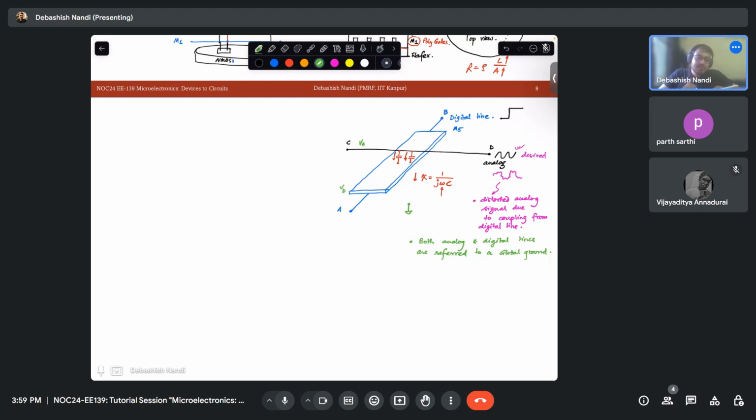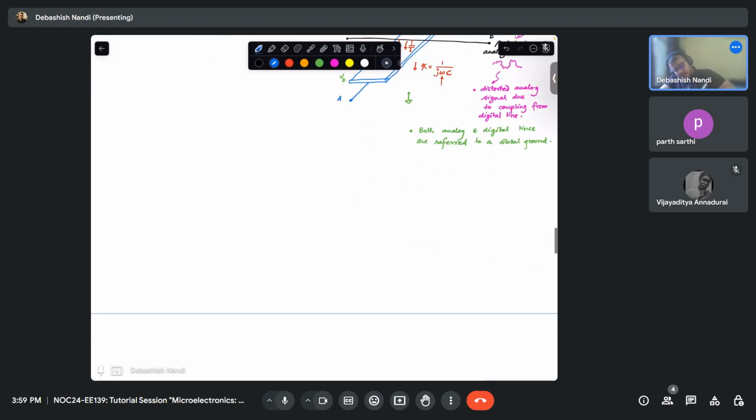Now if I can make my analog signals referenced differently, then this problem we may get away with. We'll see how. Let's take the same digital line. Let's say this is A, this is B, and some switching signal it is carrying, and now let me put two analog lines. Let's say this is CD and this is EF.